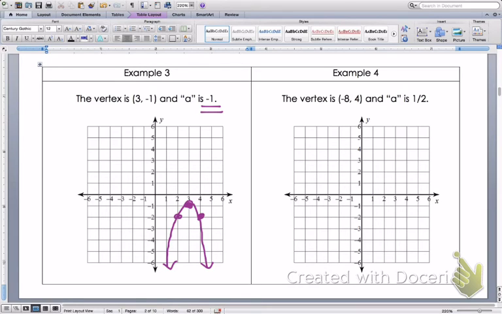You should have your vertex at negative 8, 4, and actually that number is kind of too big, so we're going to have to change it. Let's make it a negative 5. All right, let's go ahead and graph it. Let's put our vertex at negative 5, positive 4.